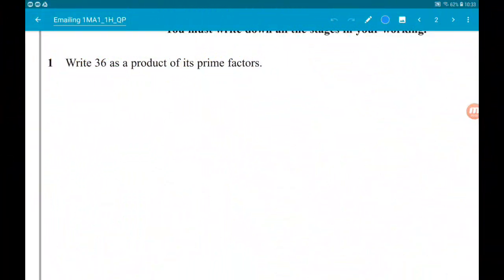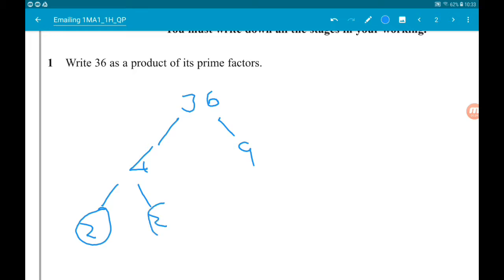Okay, number 1, just about as nice a start as we could hope for. We're asked to write 36 as a product of its prime factors. So that's when we use factor trees. We start with 36. Now I'm going to say that 36 is 4 times 9. Neither one of those is prime. 4 though is 2 times 2. Nine is 3 times 3.